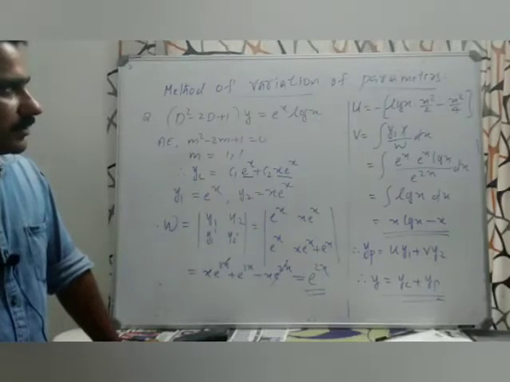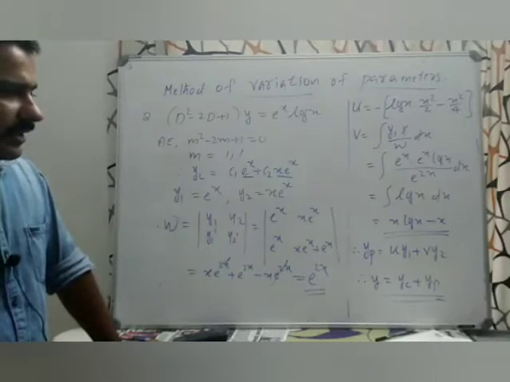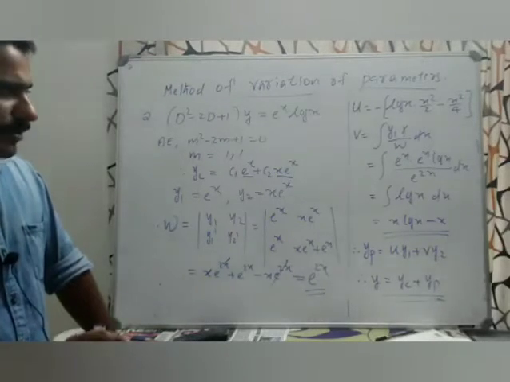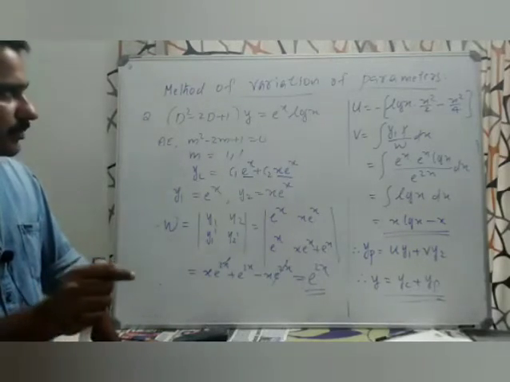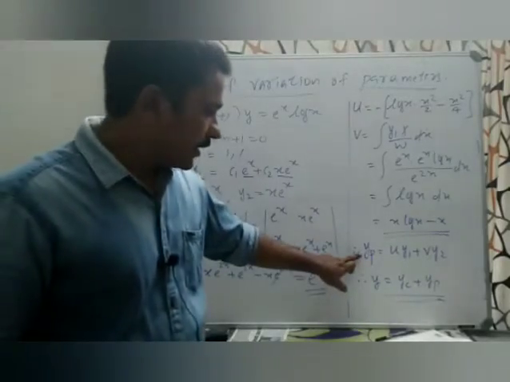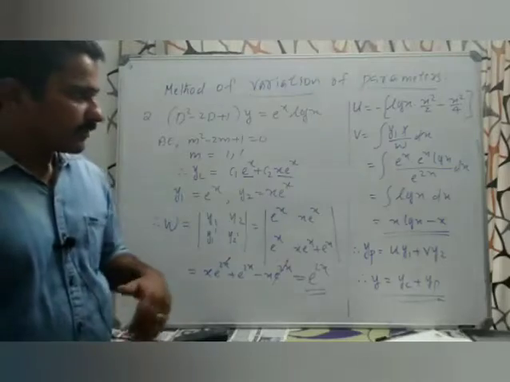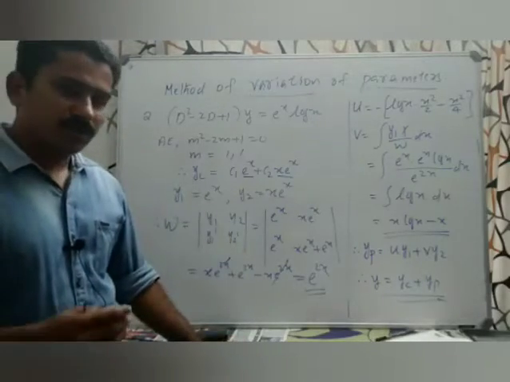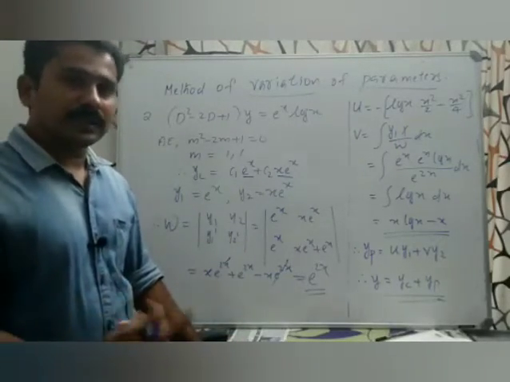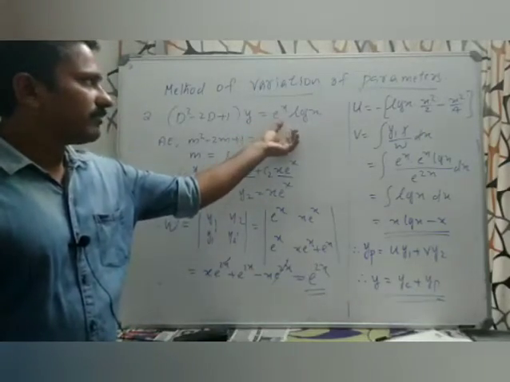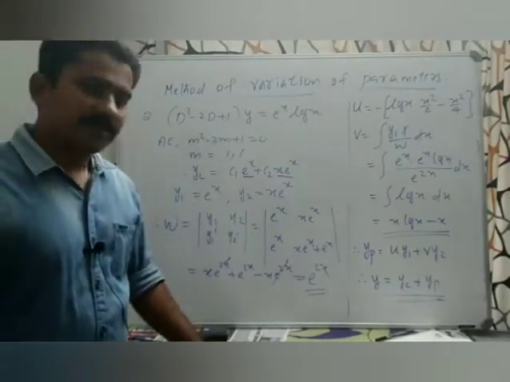And so here actually it's enough to memorize certain formulas like what is w, what is u, and what is v, and what is yp. That's it. That's all about the method of variation of parameters. Now let's move on to one more method to calculate the particular integral of a linear ordinary differential equation.